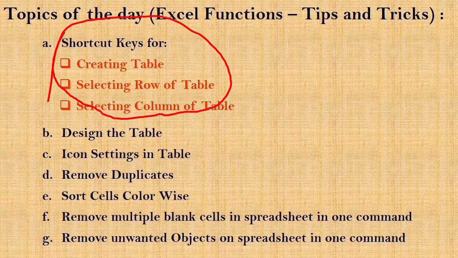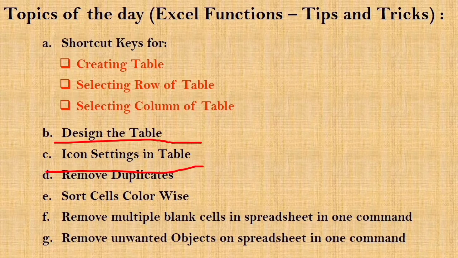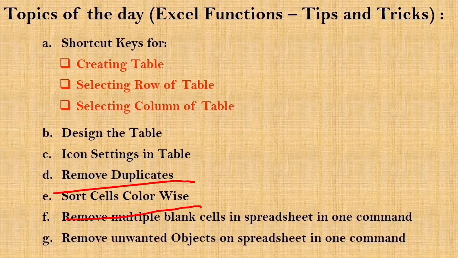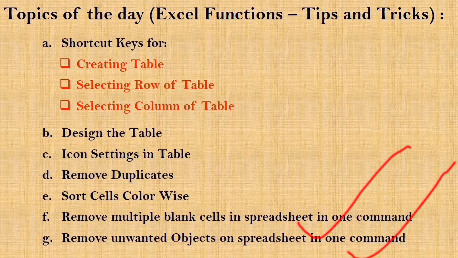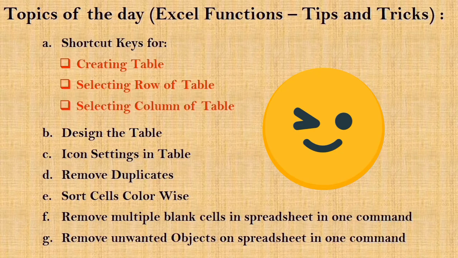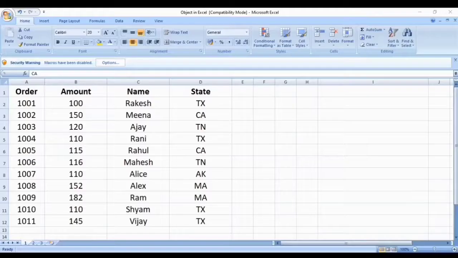We're going to start with some of the shortcut keys related to the tables, and then we will do interactive designing and icon settings. After that, quickly we will learn to remove the duplicates in table and sort the table color wise. That's very important. And on the same page, we will learn to remove multiple blank cells and unwanted objects and pictures in one command only. So let's start.